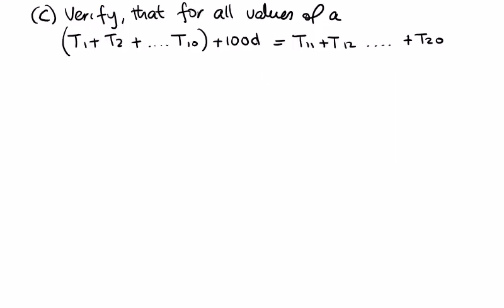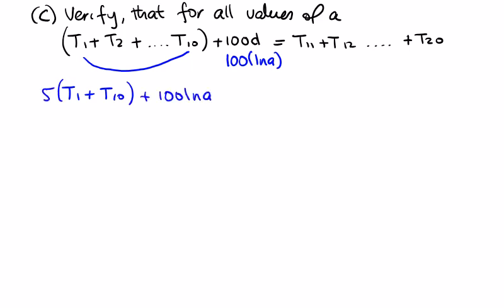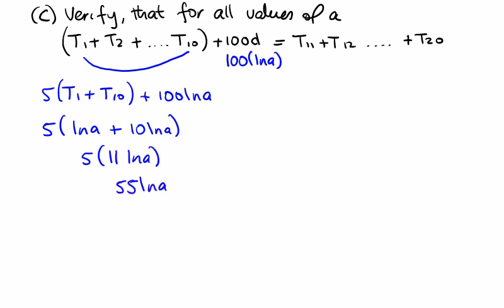Okay, part C. We're asked to verify that for all values of a, term 1 up to term 10 added together plus 100 times the difference, which we know is ln a, is equal to term 11 all the way up to term 20 added together. Okay, well, let's do this the same way. With 10 numbers, we have 5 pairs. So we have term 1 plus term 10 multiplied by 5, plus 100 ln a. Term 1 was ln a, the first term, and term 10 is 10 ln a. That's going to give me 11 ln a times 5, which is 55 ln a.